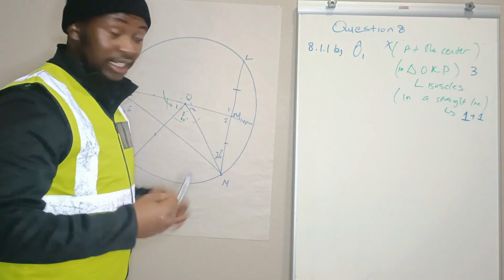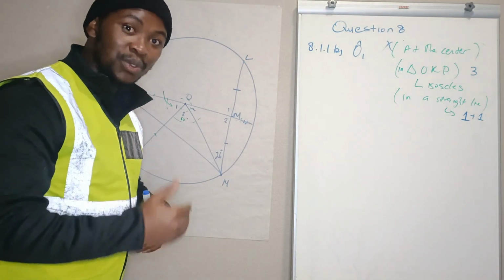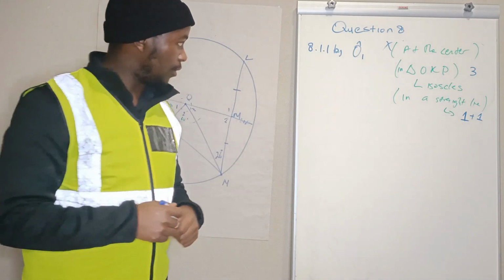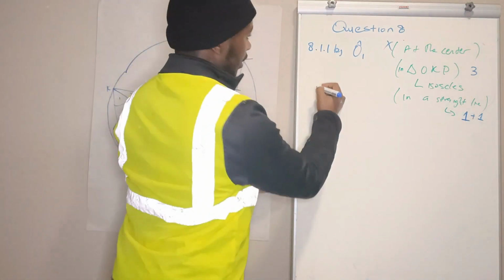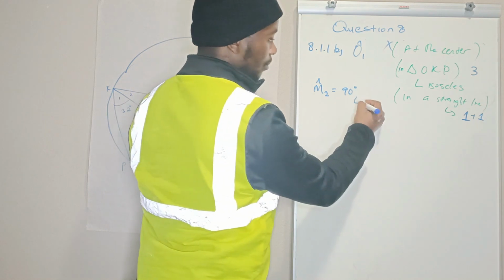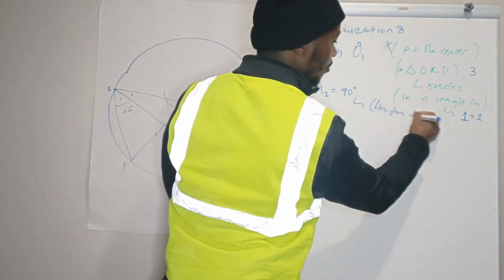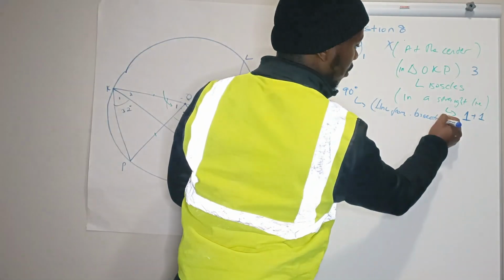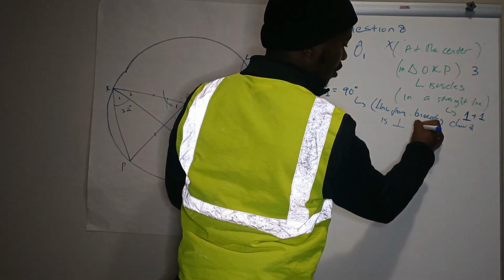What do we know about the line that bisects and is coming from the center? It is always perpendicular to that line. I explained this at the start of this video. So we already know that angle M2 should be equal to 90 degrees. Why? Because a line from the center, bisecting a chord, is perpendicular to the chord.